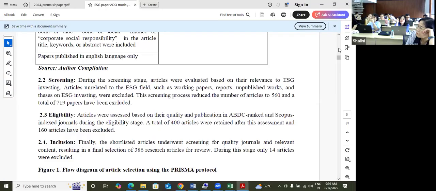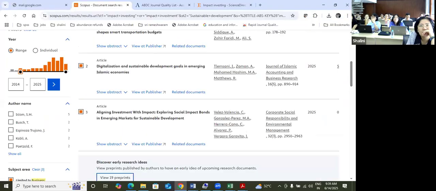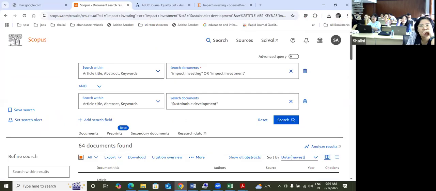SCImago only tells you whether it is Scopus indexed or Q1, Q2, Q3, Q4. That is the only thing it tells you, and the impact factor. But another way to check is through the Scopus database. You can check it from here. This is more reliable. Let me show you the Scopus database. If there is a difference between SCImago and ABDC, we have to go for the Scopus index. That is more reliable.